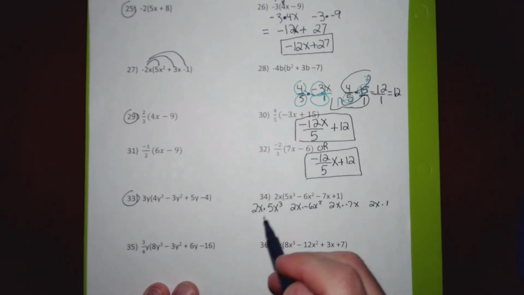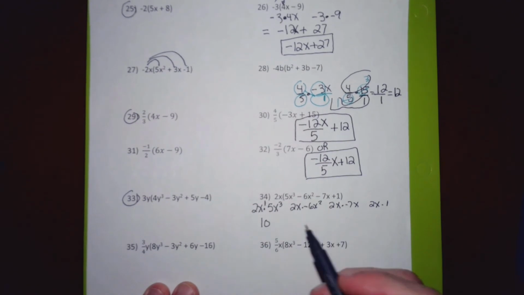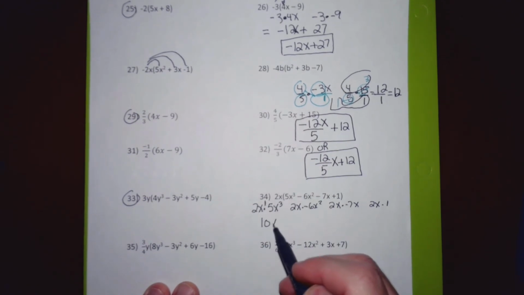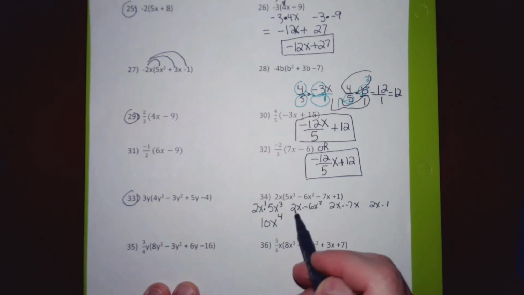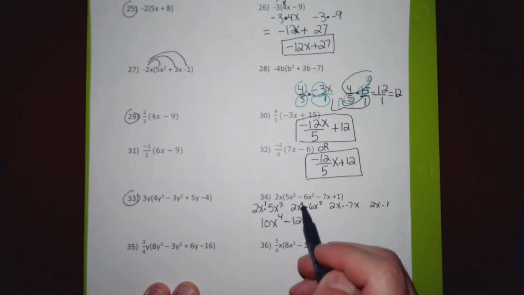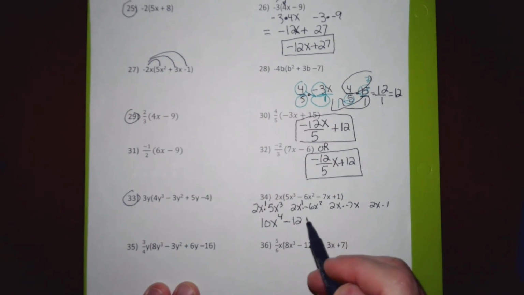First multiplication, I multiply the 2 and 5 and get 10. I add the exponent that's implied of 1 with the exponent of 3, and I get a 10x to the fourth. Next multiplication, 2 times negative 6 is negative 12. I add the exponent implied of 1 with the exponent of 2 and get x cubed.